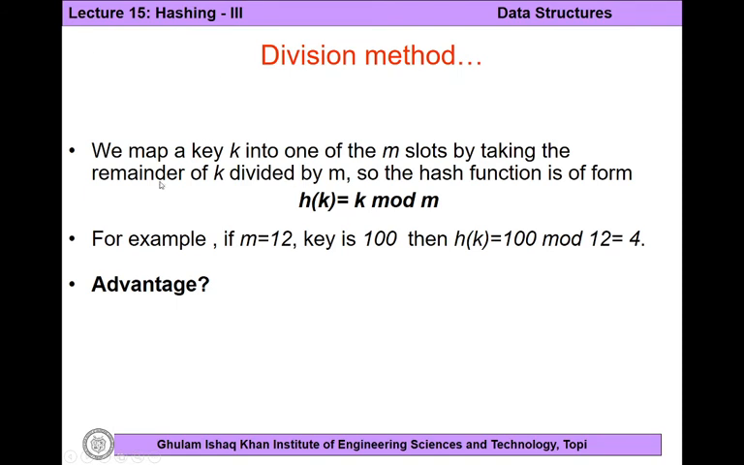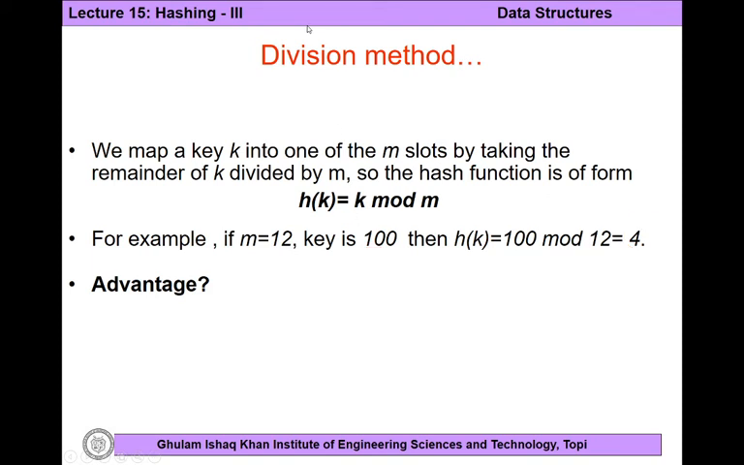So usually what we do is divide the key by the size of the hash table, and we obtain the remainder. So if we have the key 12 and the hash table has 100 slots, so my mistake. If we have key 100 and the hash table has 12 slots, we will divide 100 by 12 and the remainder will be 4. It means we have to store this key 100 in slot number 4.